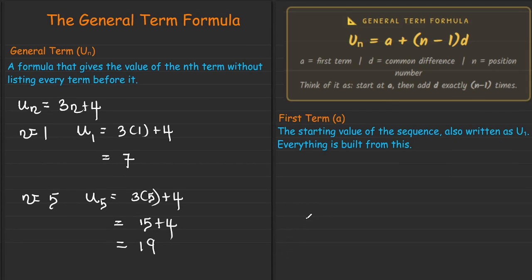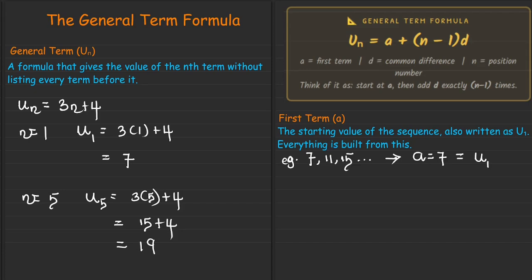So let's take this example and see if we can identify our first term. It is actually easy to identify. We have 7, 11, and then 15. Just this is fine. So what is our first term? Our first term, which we would call our a, is simply 7. That is the first term of the sequence. It can also be written, as I said, as u1.